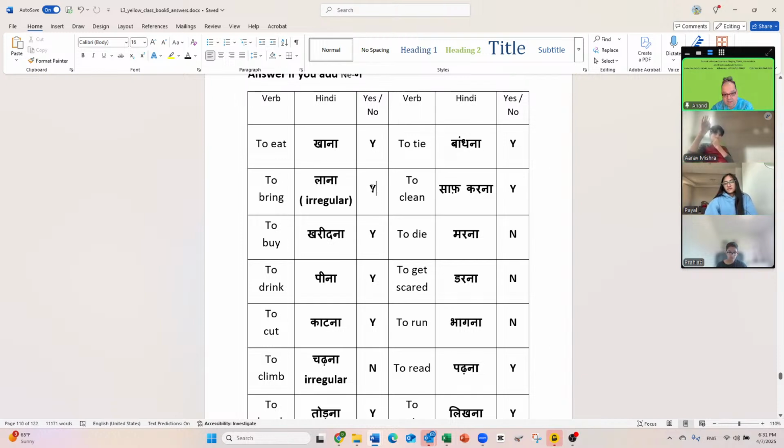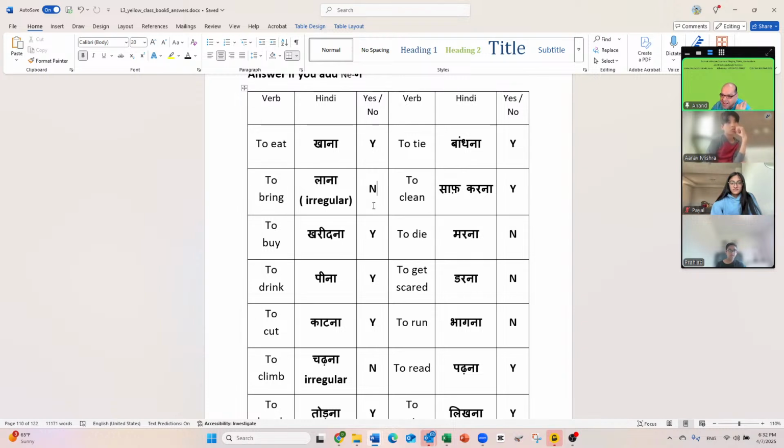So yes, you are right. Because would you say मैंने लाया or मैं लाया? मैं लाया. So this also has to be no. So please change Lana also to no. Good catch, guys. Actually, I had forgotten this. You guys are really helping me learn Hindi. What did you bring? मैं सैंडविच लाया, मैं पिज्जा लाया.